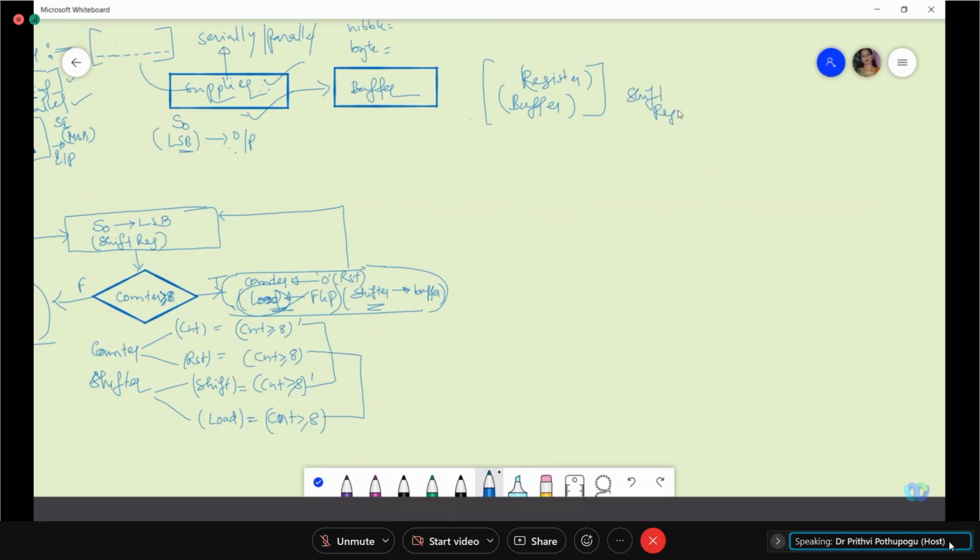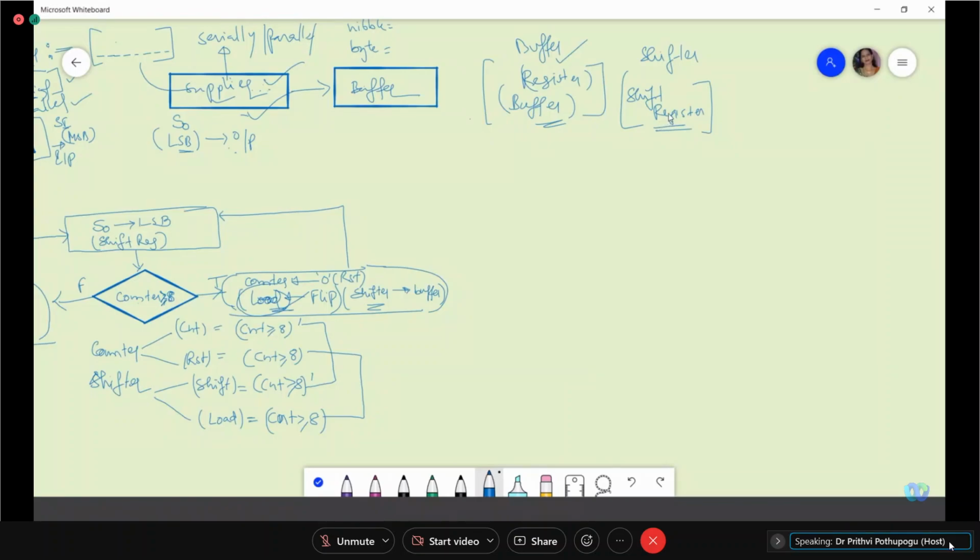That means two times we are repeating. One set will be used for storage of data, that means one will be used as a buffer. The other one will be used as a shifter. Say 8 D flip-flops you are using here, the same 8 D flip-flops will be used here to shift.